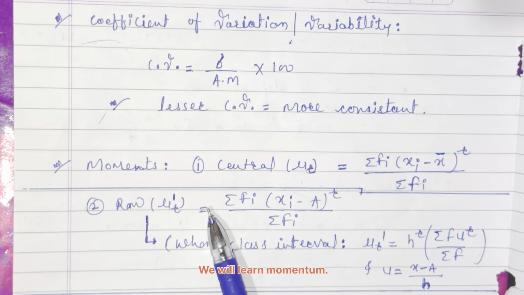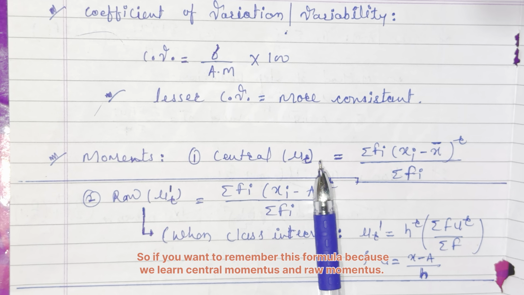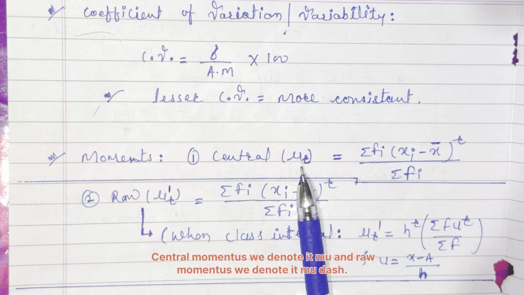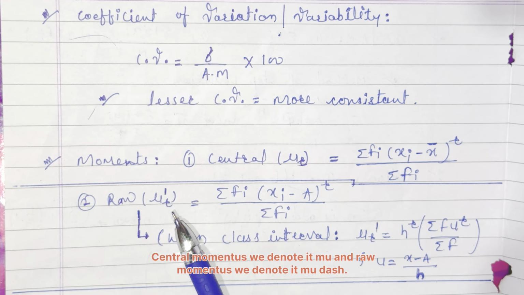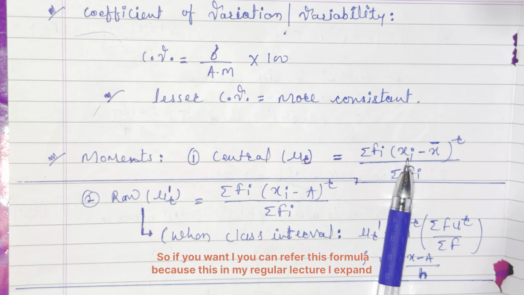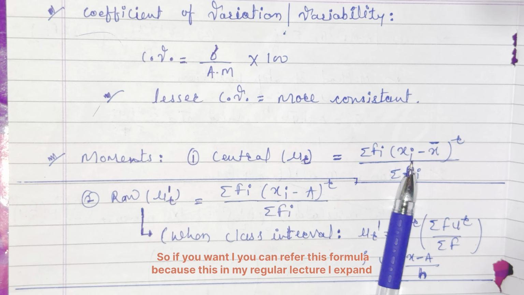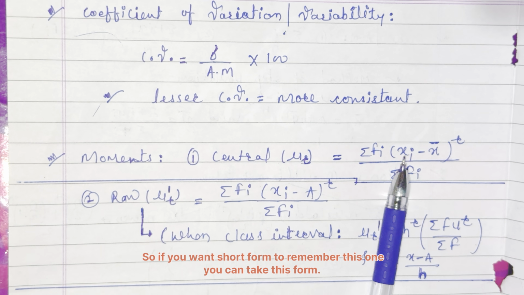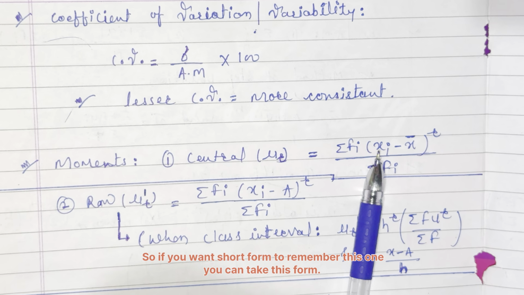We learn moments. For moments, we learn central moments and raw moments. Central moments we denote by mu and raw moments we denote by mu dash. If you want, you can refer to this formula, because in my regular lecture I expand this formula. If you want a short form to remember this, you can take this form.